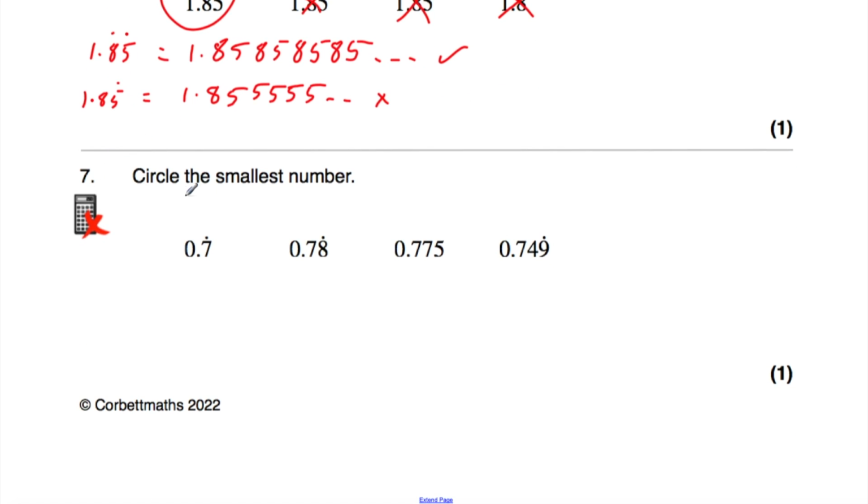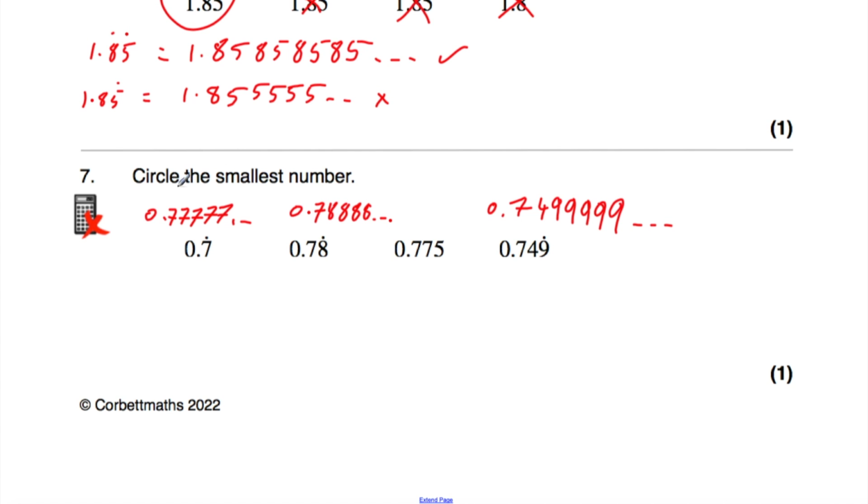Okay, let's have a look at our next question, question number 7. Question number 7 asks us to circle the smallest number. So we've got 0.7 reoccurring, 0.78 with a dot above the 8, 0.775, and 0.749 with a dot above the 9. So let's have a look at these numbers. 0.7 with a dot above will be 0.7777, and so on. 0.78 with a dot above the 8 will be 0.7, and then the 8 repeats, so that's 8, 8, 8, and so on. 0.775 is just 0.775, that's terminating, and 0.749 with a dot above the 9 will be 0.7499999, and so on.